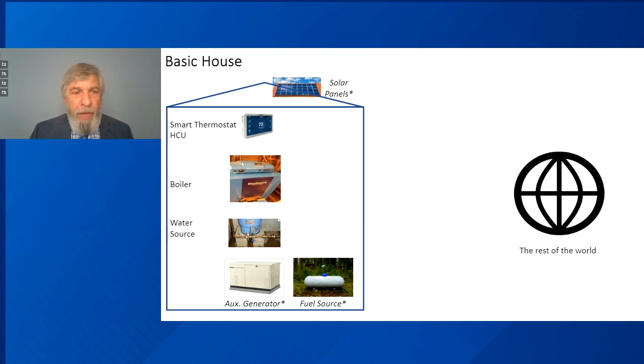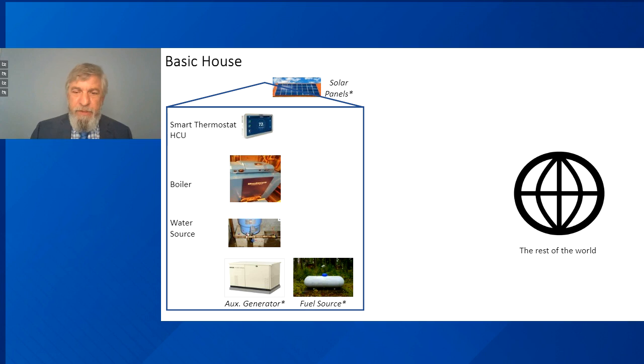So on the left, you see our basic house. Our basic house consists of a couple of simple components: a smart thermostat, a boiler, and a water source. In addition, it could have auxiliary components such as solar panels, an auxiliary generator, and a fuel source. Again, our goal is to keep the basic house at a constant temperature.